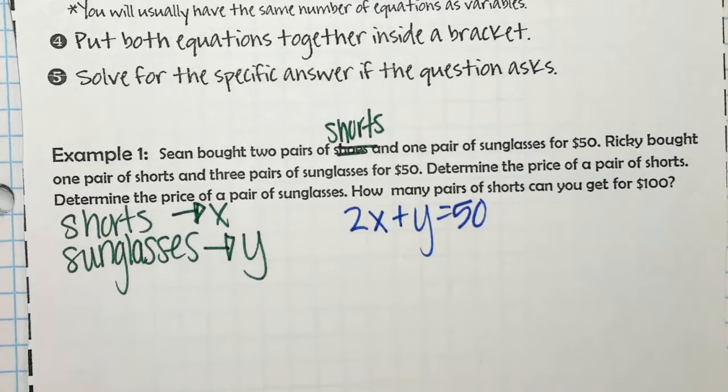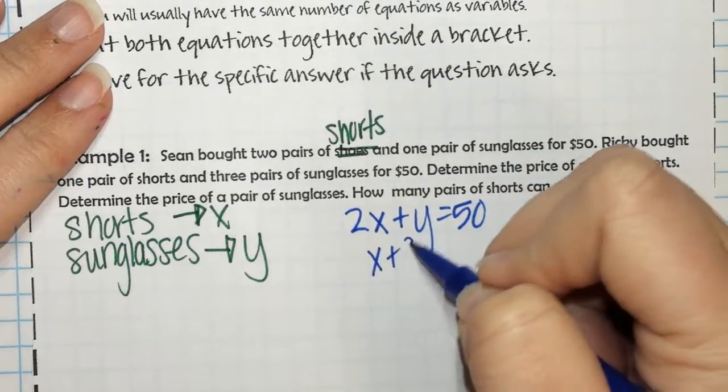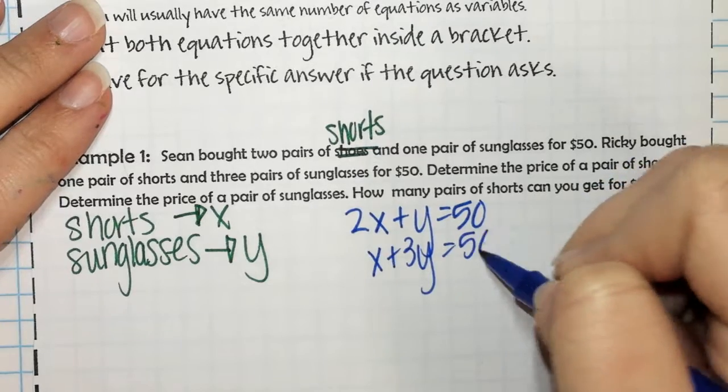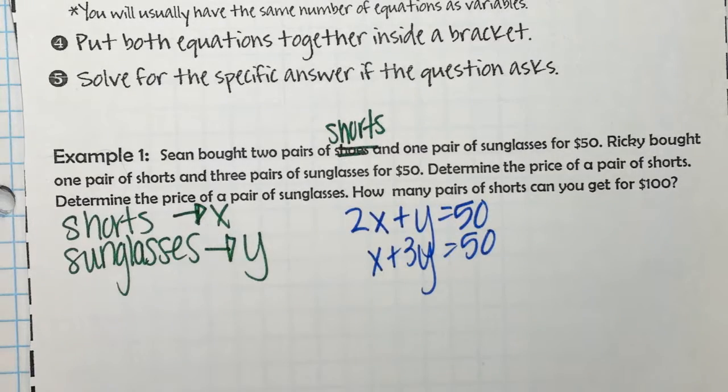Fantastic. Take a point. Who can raise their hand and tell me how to write what Ricky bought? X plus 3y equals 50. Fantastic. Now we have our 2 equations. You can now solve this any way you want. You can solve using substitution or elimination, or if you really want to, you can graph. How do y'all want to solve this? Elimination. We're going to use elimination.